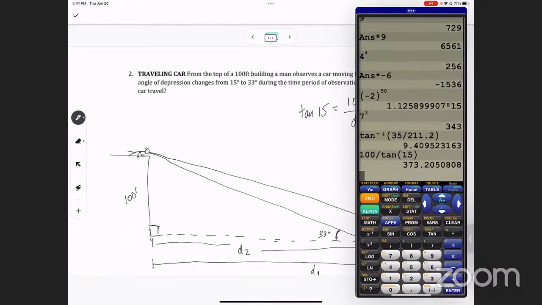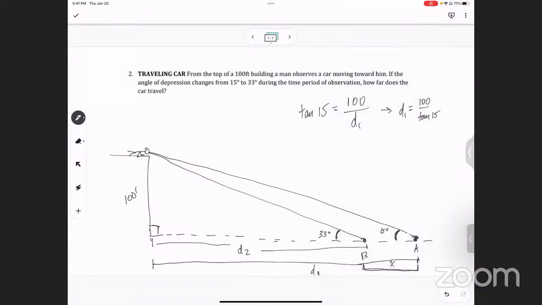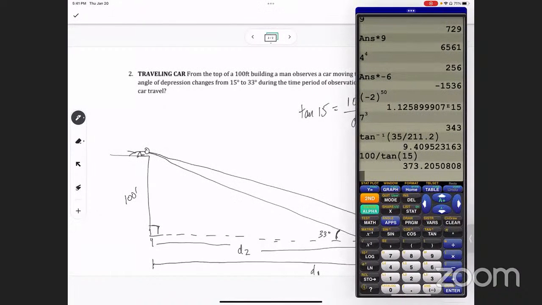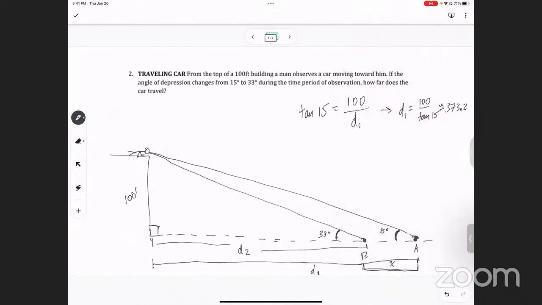Again, make sure you're in degrees. It's 373.2, let's call it. We'll round to, I don't know if they told us to round, so we'll round to tenths.